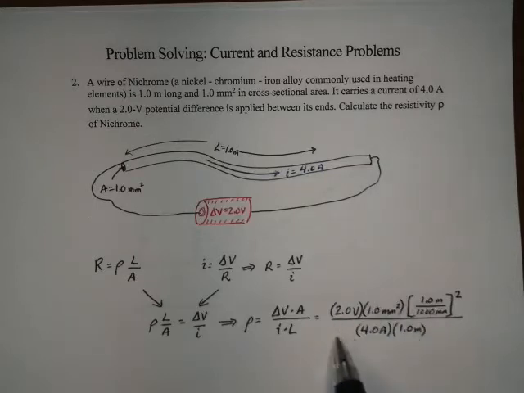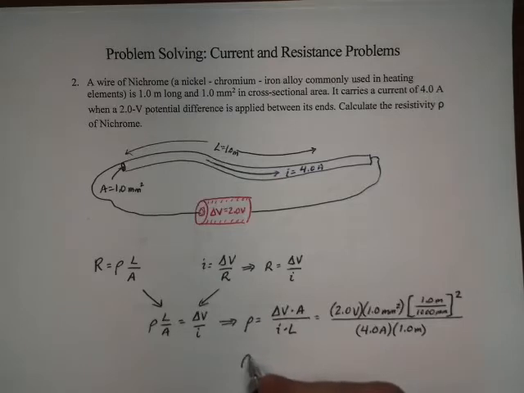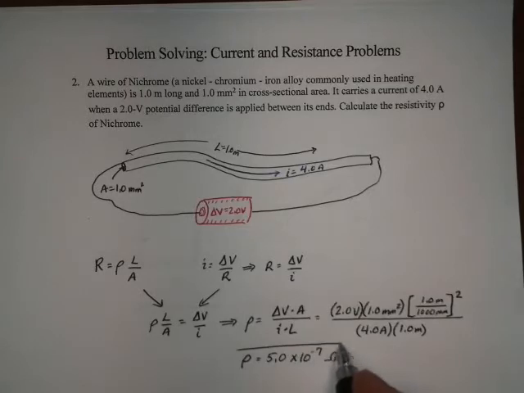But everything else is pretty friendly number-wise. So this whole thing is 1 times 10 to the minus 6. If I divide that by 1, still 1 times 10 to the minus 6. And then times 2 divided by 4 is going to cut that in half, and we find that the resistivity of this particular nichrome alloy is 5 times 10 to the minus 7, and the units are typically expressed in ohm meters.